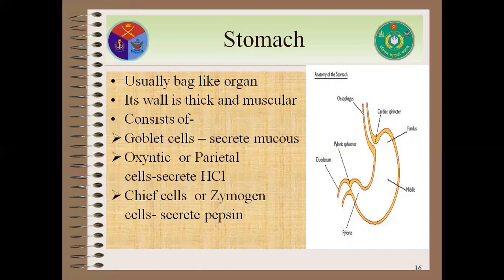It is a J-shaped bag-like structure. Its wall is thick and contains different types of cells such as goblet cells, oxyntic cells, and chief cells. Goblet cells secrete mucus. Mucus is a slippery substance. Oxyntic cells secrete HCl. This HCl destroys the germs which come with food. Chief cells secrete pepsin, which helps in the digestion of protein.